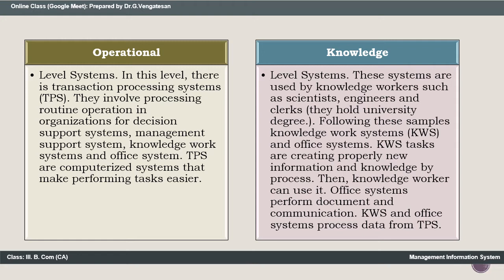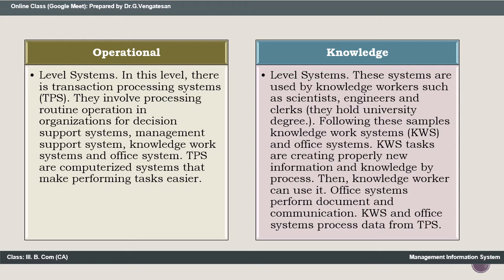Level systems. In this level there is the transaction processing system, TPS. They involve processing routine operations in an organization for decision support system, management support system, knowledge work system, and office system. TPS are computerized systems that make performing tasks easier. Hence, this operational system is the level system, and I hope you can understand and remember the three types of level.